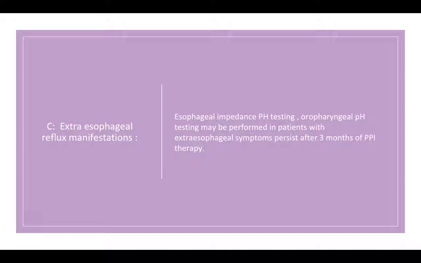Extraesophageal reflux manifestation. If there are any extraesophageal manifestations, how are you going to treat them? For example, esophageal impedance pH testing or oropharyngeal pH testing may be performed in patients with extraesophageal symptoms that persist after 3 months of PPI therapy. 3 months continuously the patient is on PPI. Again, that patient is having some symptoms. We can go for oropharyngeal pH testing, or especially esophageal impedance pH testing.